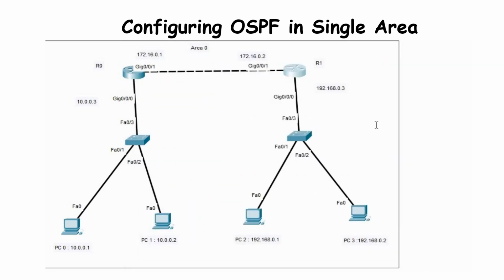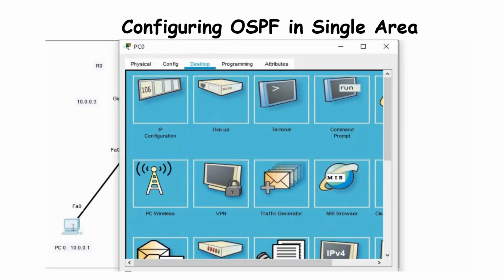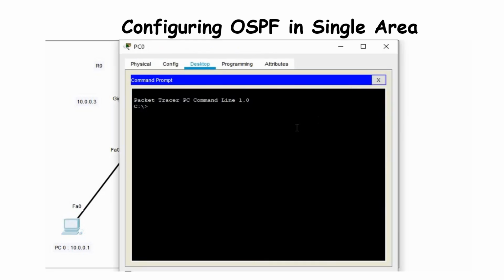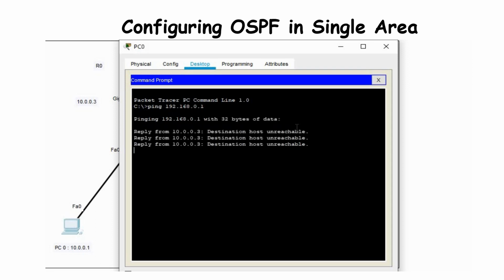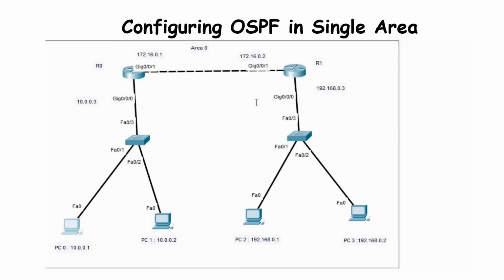As of now, we have configured IP addresses on all the interfaces. Now if you try to ping from PC0 to PC2, it won't go because we have not configured any routing protocol on these routers. From PC0, if you try to ping PC2, that is 192.168.0.1, we get the result as destination host unreachable. So let's go ahead and configure OSPF on both the routers.